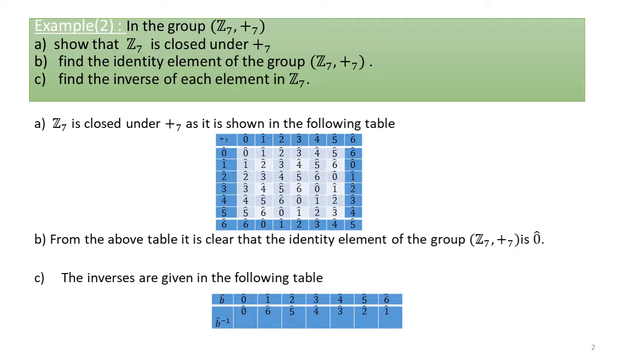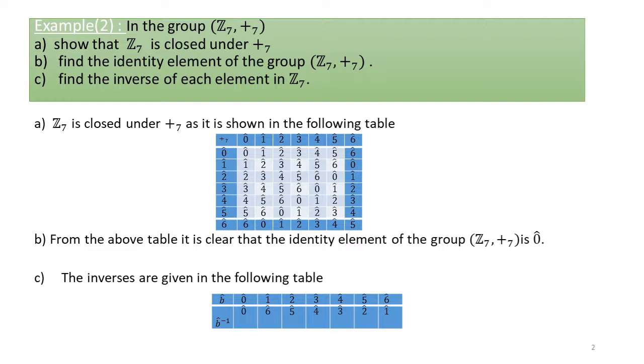Example 2. In the group Z7, plus 7, addition modulo 7, A. Show that Z7 is closed under plus 7. B. Find the identity element of the group Z7, plus 7. C. Find the inverse of each element in Z7.